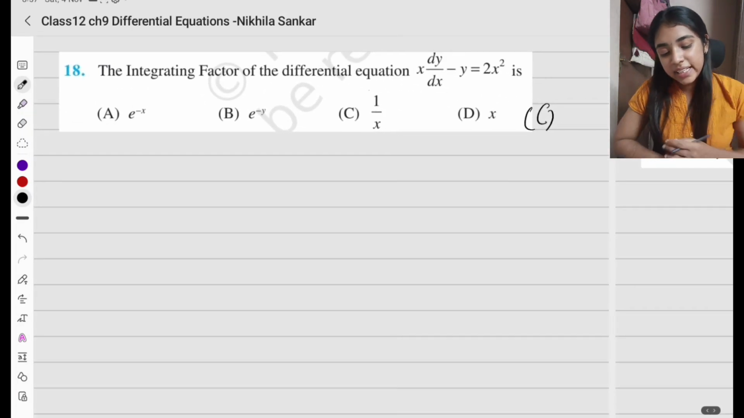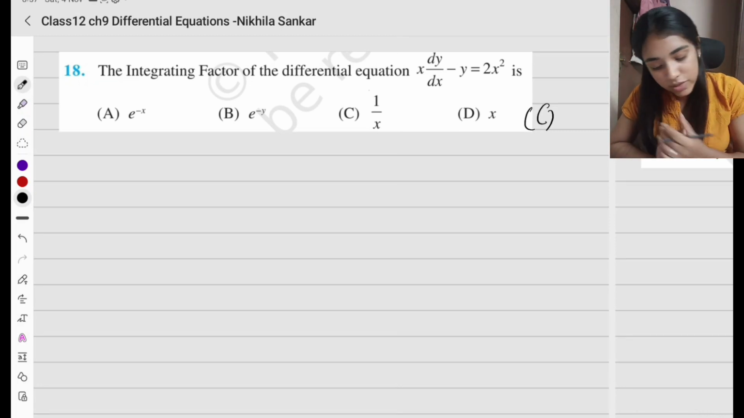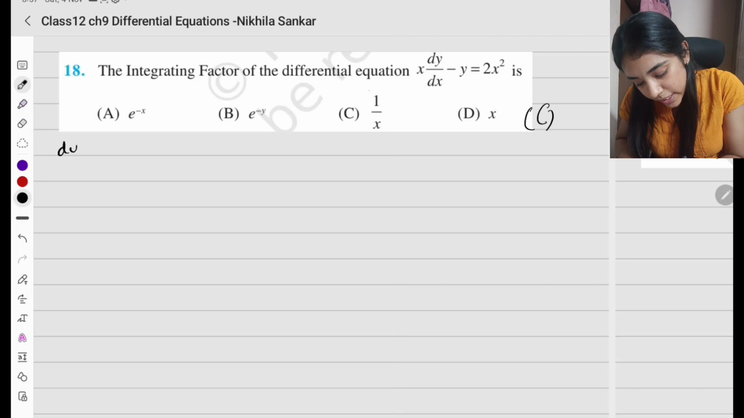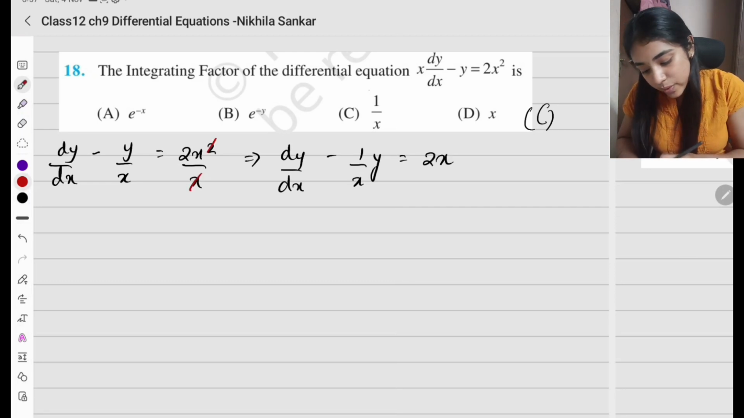Question number 18. The integrating factor of the differential equation. Integrating factor மட்டும் கேக்குறாங்க. ஃபுல்லா சால்வ் பண்ண சொல்ல. So let's solve it. This is not of the form that we need. So dy by dx minus y divided by x equals 2x square divided by x. So இதை simplify பண்ணா dy by dx minus 1 by x into y equals 2x. இது cancel ஆகுமா? x x square cancel ஆகும். So this is going to be my p.